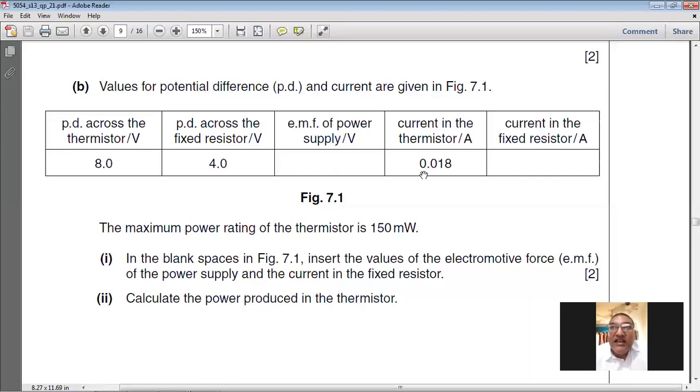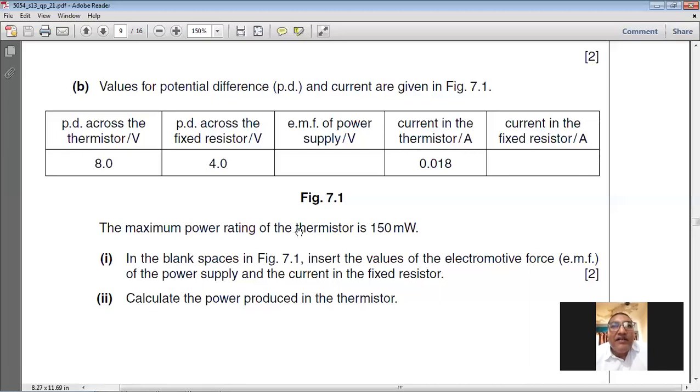The current in the thermistor is 0.018 amp. So how much will the current in the fixed resistor be? Because they are connected in series, there is a single loop. There is a single path for the current. So the amount of current which flowed through the thermistor, the same amount of current will flow through the fixed resistor. So here I will write 0.018 amp.